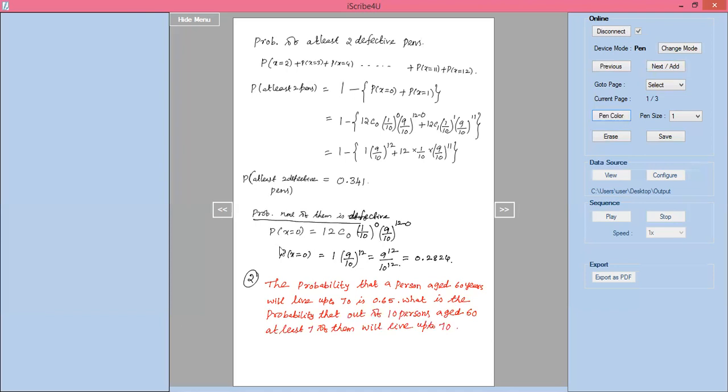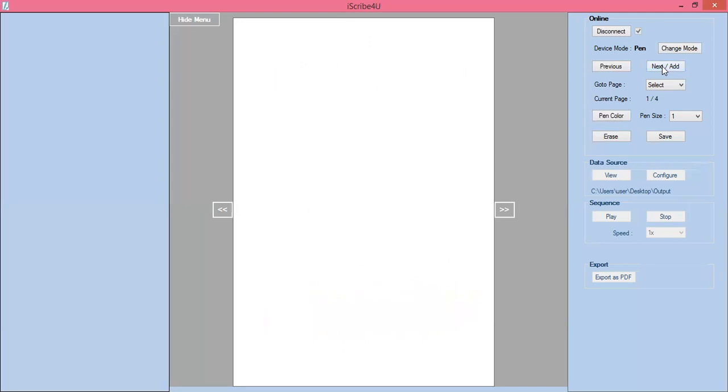So here, the probability that a person aged 60 years will live up to 70 years is 0.65. What is the probability that out of 10 persons aged 60, at least 7 of them will live up to 70? At least 7 of them means 7, 8, 9, up to the total number of persons, that many you have to take. So here we have to take the probability p value.